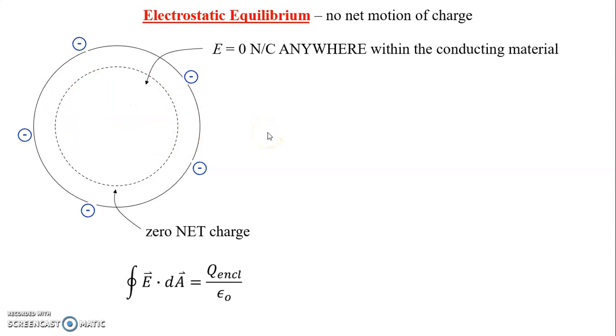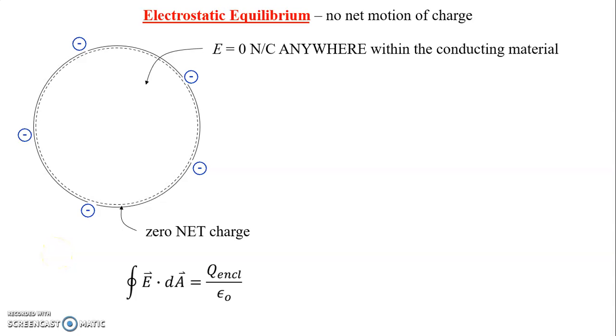We can even expand that Gaussian surface all the way till it's just within the surface of the sphere. And once again, since any excess charge resides on the outside of the outer surface, there's still no net charge inside here. No matter how large you make that Gaussian surface, all the way up to the actual surface of the sphere, there's going to be 0 net charge inside. There's going to be 0 field anywhere we look within the conducting material. Now, this works no matter what.